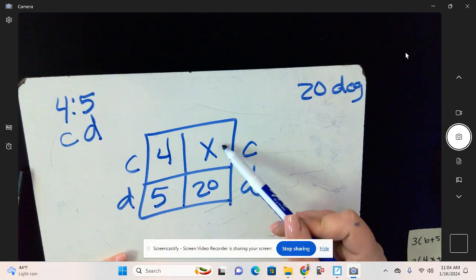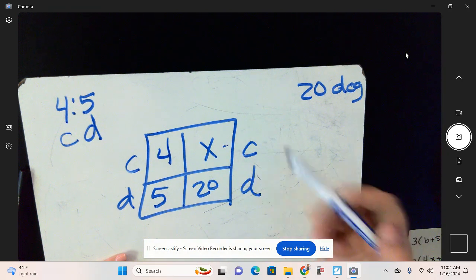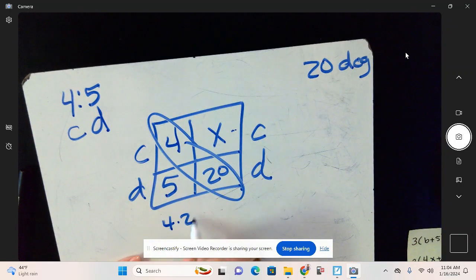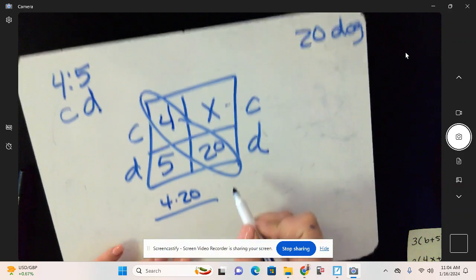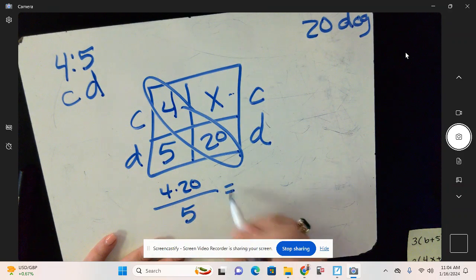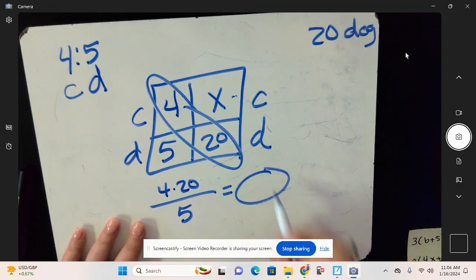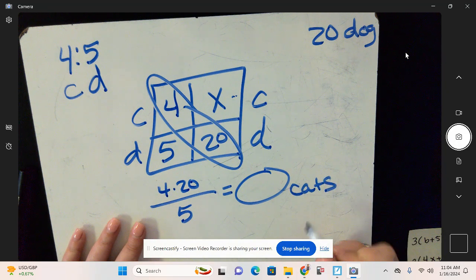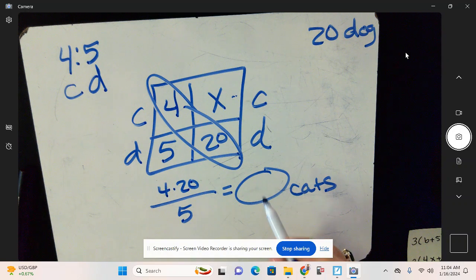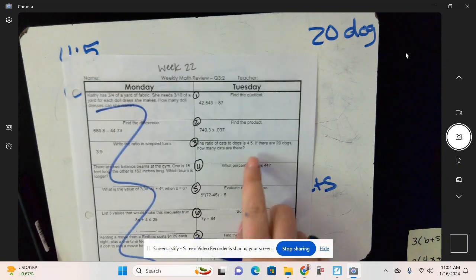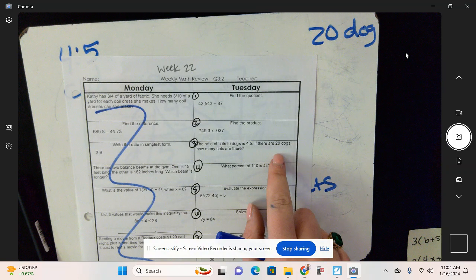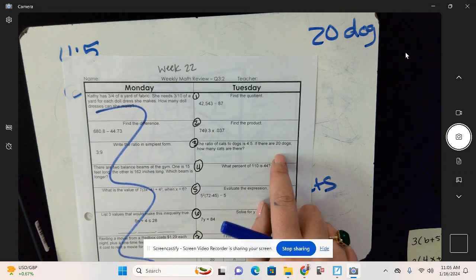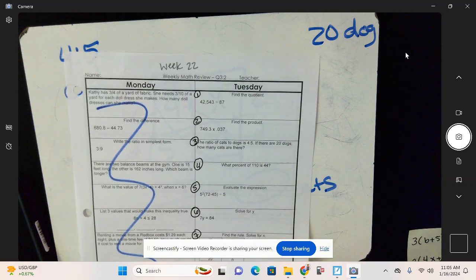So I need to solve for this box right here. And I do that by cross multiplying 4 times 20, and then I'm going to divide it by 5. And whatever I get as my answer is how many cats I will have. I'm going to take this answer, I'm going to make sure I write it down and I circle my answer so that it's easy to find when it comes time to punch it into Edulastic. Okay, so make sure you circle your answer every single time.